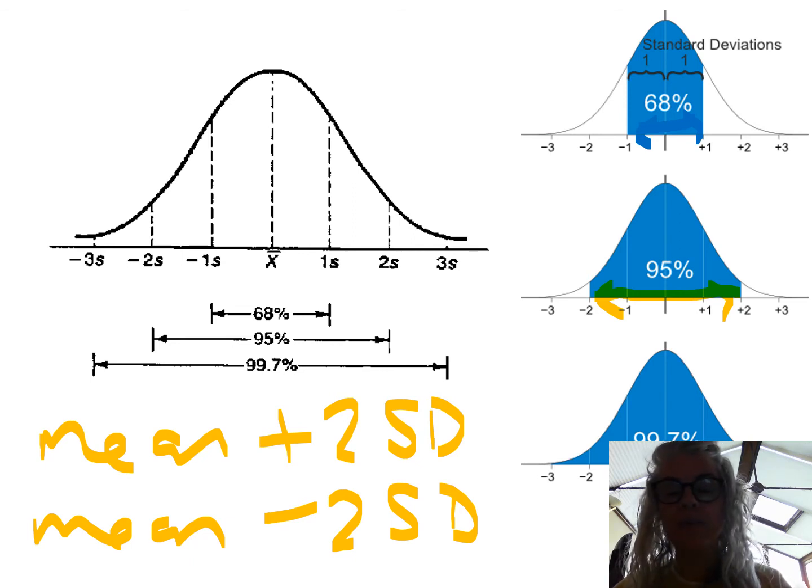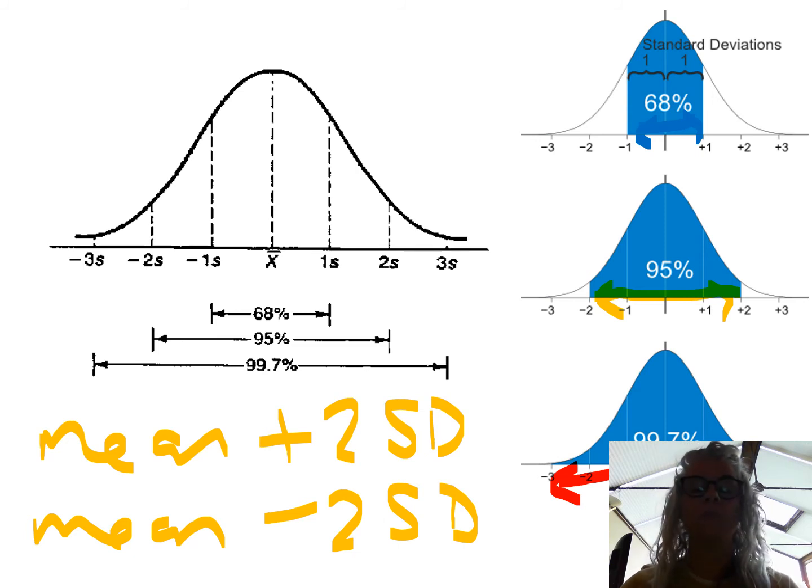And then this last one is plus or minus 3 standard deviations. Now 99.7% of your population should be within that range, plus and minus 3 standard deviations. So you can see there's very little outside of that if it is following a normal distribution. If it doesn't follow a normal distribution, then you can get all kinds of things.